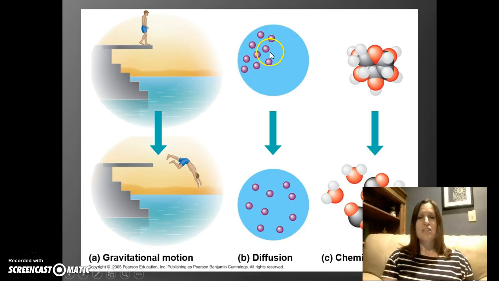They want to become more stable. So we're going to move from an area of high energy to an area where there is less available energy, and they're now in a more stable area.